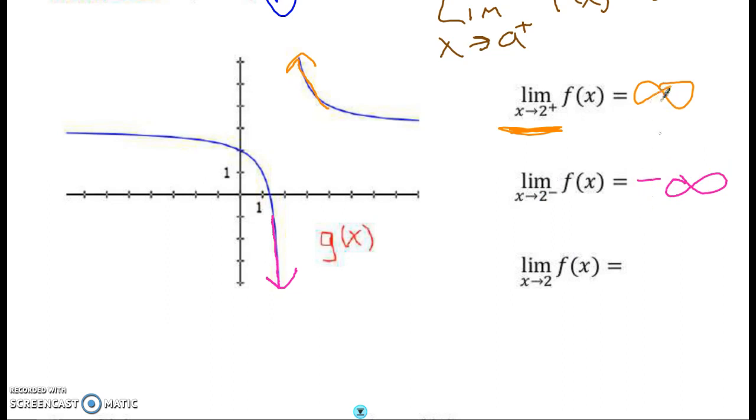These are not the same. Now, we don't go Lindsay Lohan and say the limit does not exist and write all that on our paper. We say DNE. The limit does not exist. Ain't nobody got time to write words, especially when you have bad handwriting.